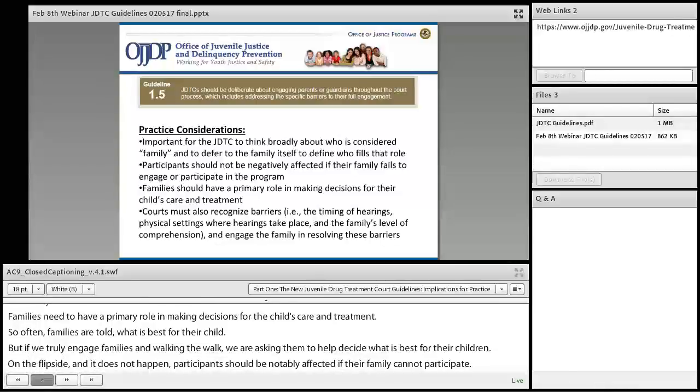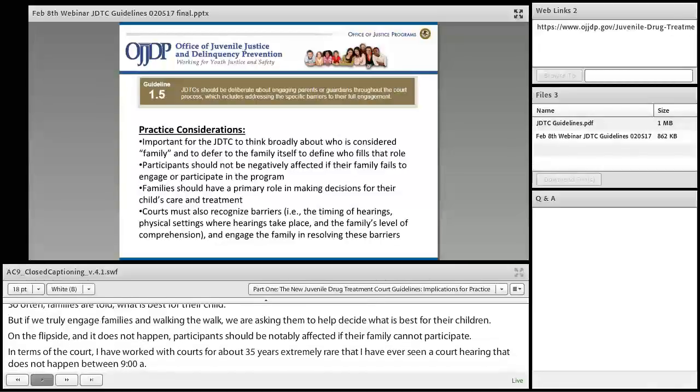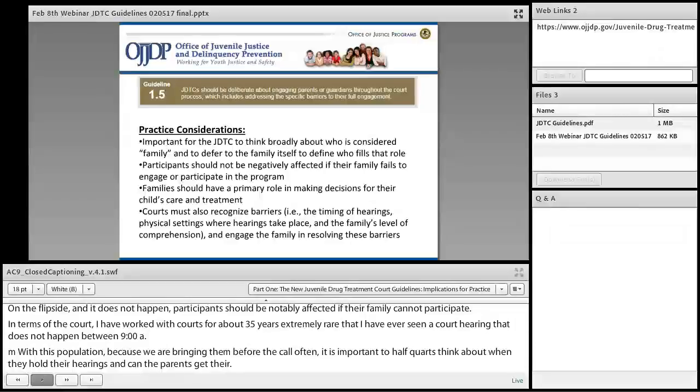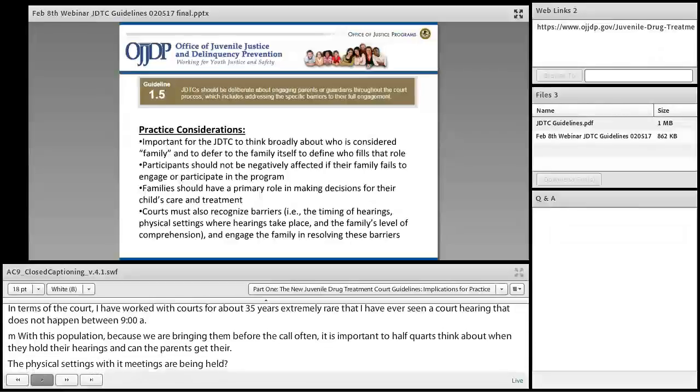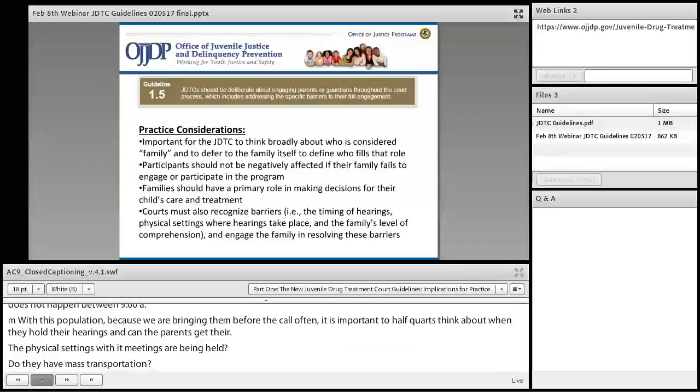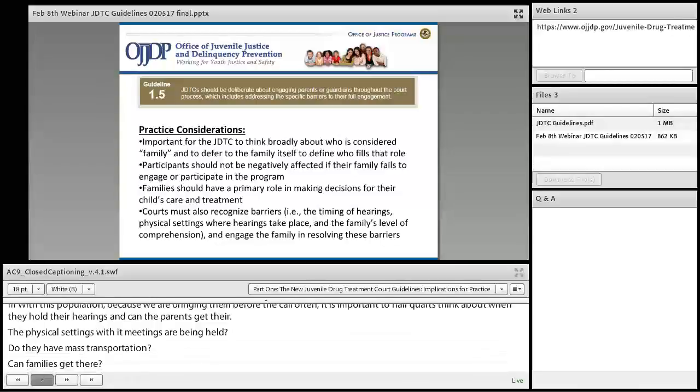In terms of the court, I've worked with courts for about 35 years, and it is extremely rare that I've ever seen a court hearing that doesn't happen between 9 o'clock in the morning and 5 o'clock in the afternoon. And with this population, because we are bringing them before the court so often, it's really important for courts to think about when they are holding the hearings. Can the parents actually get there? The physical settings where the hearings are being held. Is there mass transportation? Can families get there? Engaging the family, really talking to them about what pieces of the court process itself are barriers for them, and involving them in resolving those barriers is really important.